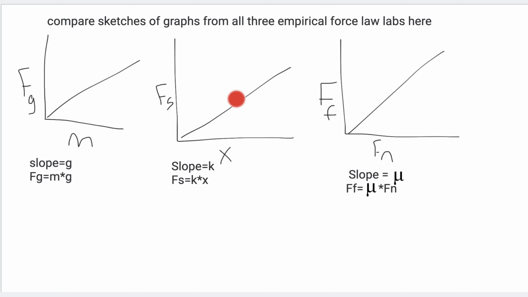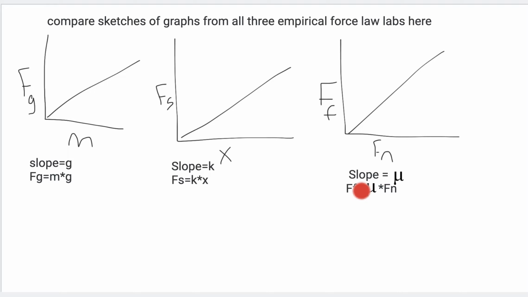Then we did this spring lab, and we got a similar linear relationship. And the slope of that, I said, was called k, the spring constant. And that led to the equation Fs = k × x. And today, we did the force of friction versus normal force lab, and the slope of that was called mu, the coefficient of friction, which gives us the equation Ff = μ × Fn.